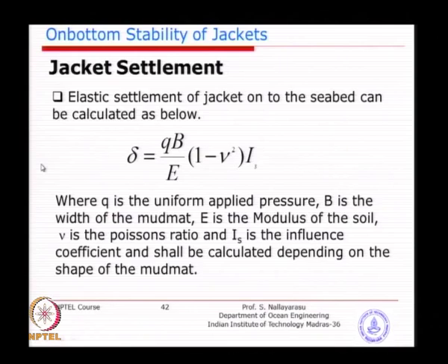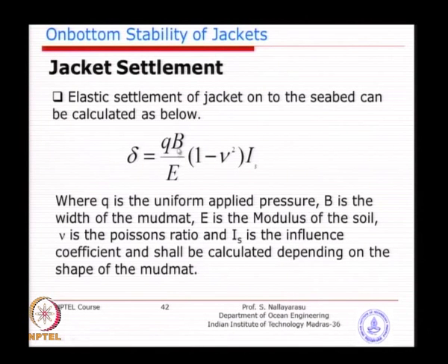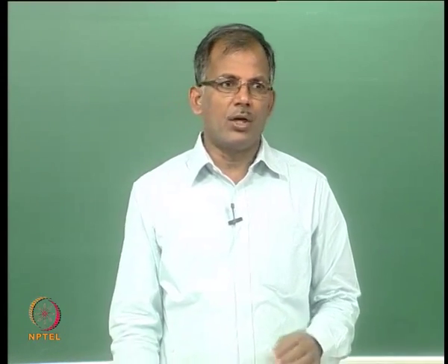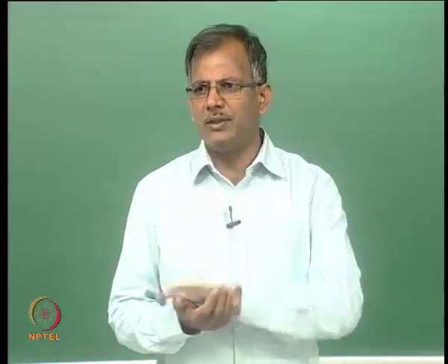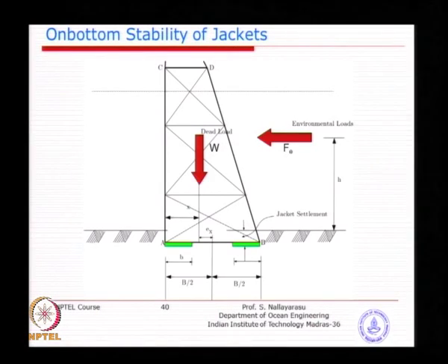If you see, this formula is basically loading times the width for a rectangular or strip footing, multiplied by 1 minus mu square by E, which is a simple elastic expression, except that this IS is just to account for the shape of the foundation, which I think we discussed during our earlier bearing capacity. So, that is the idea behind that.